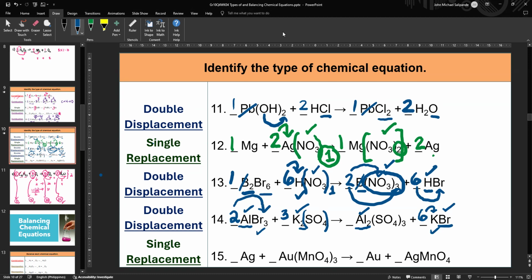ion. And because there are also 3 groups of sulfate in Al2(SO4)3, then that means the entire equation is going to be balanced.